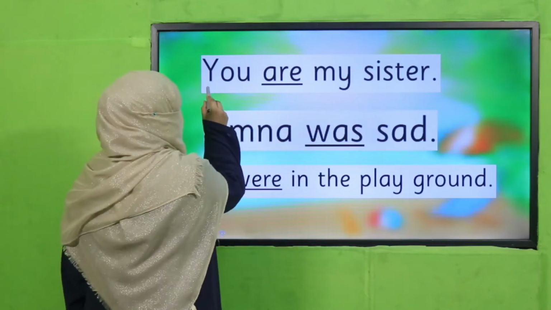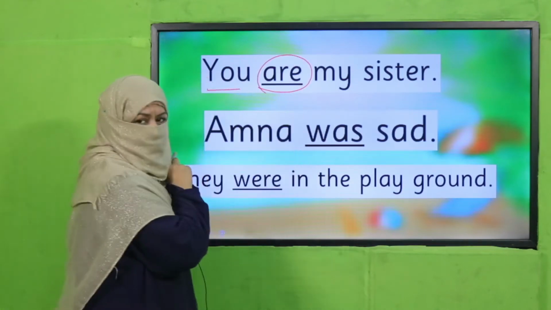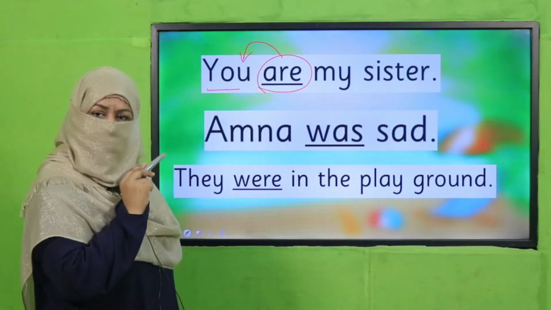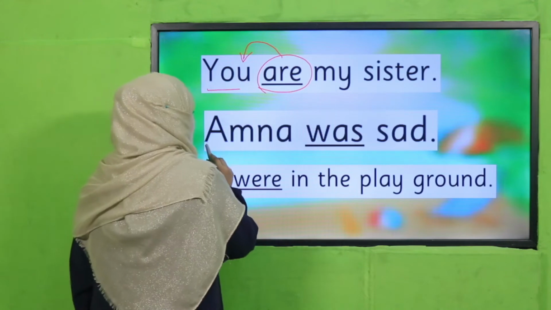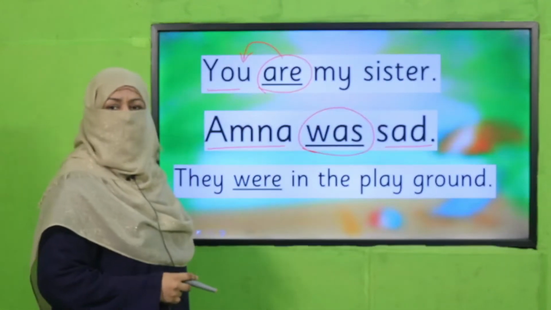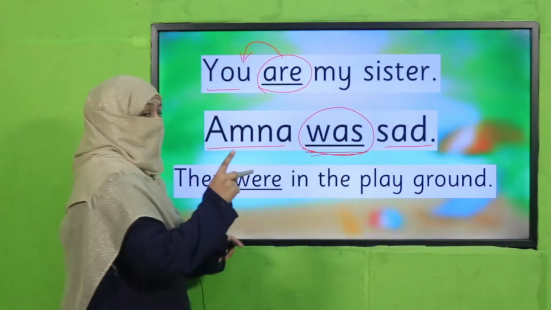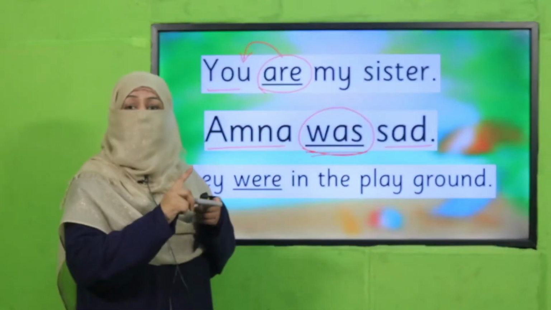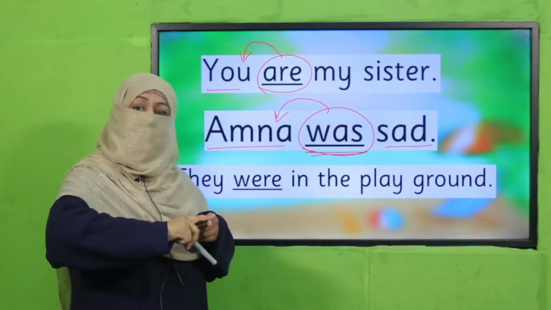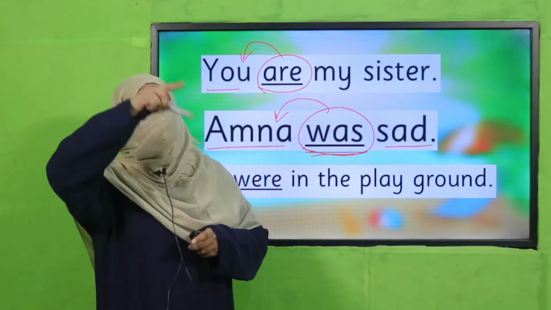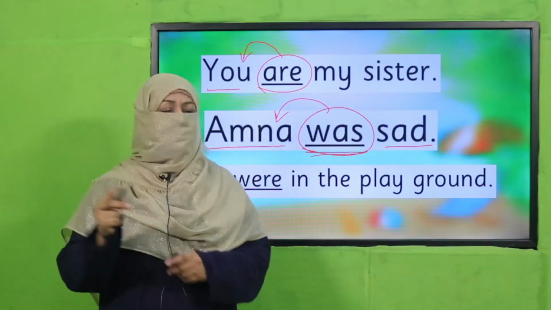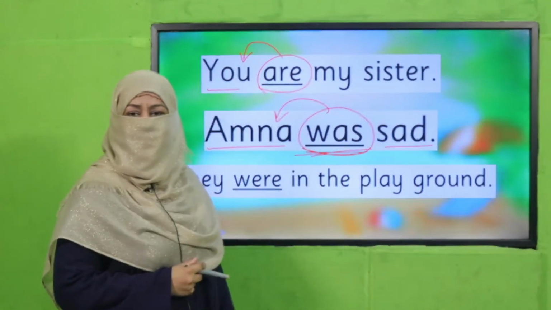The next example is, you are my sister. So this are is telling the state of the subject in present tense. Amina was sad. Now, my dear children, this was is a form of be as main verb telling the state of the subject in past tense. She was means the time when she was sad has gone. It's the past form of be, right?